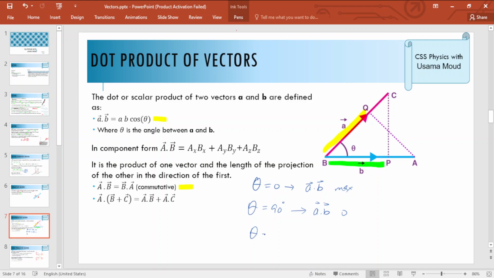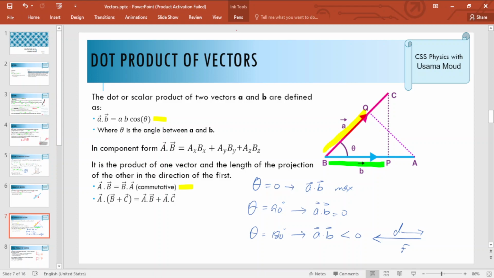and if the angle is 180 degrees, in that case a dot b would be negative, right? A very easy example for this negative is the force of friction. Friction is always opposite to the displacement. So displacement is toward right, force of friction is toward left, and it will always decrease the energy, right?